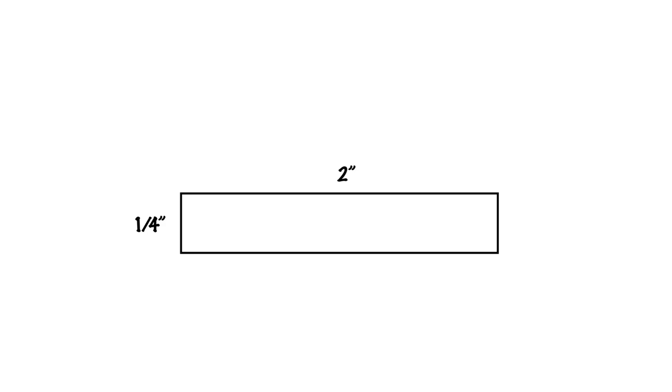So we are going to need to convert these to mils first, but in order to do that, we need to get rid of our fraction here. So we need to convert that to a decimal. 1/4 inch equals 0.25 inches. Then we can go ahead and convert these into mils. 2 times 1,000 is 2,000 mils. 0.25 times 1,000 is 250 mils.